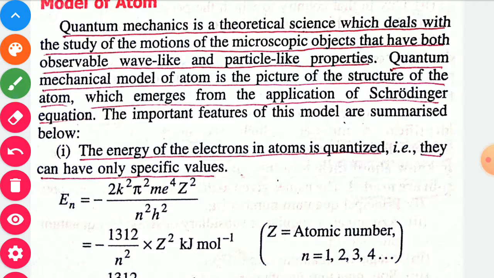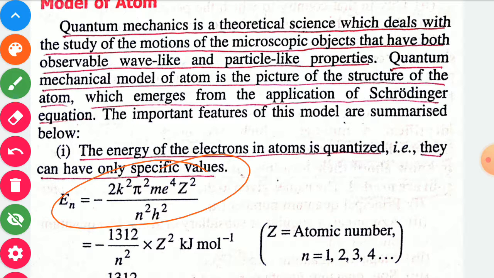So energy in a particular cell, if we indicate it by n, then the energy in the nth cell, that is En, is equal to minus 2k square pi square m e to the power 4 z square upon n square h square. This equation you already know. It is used to find the energy of a particular electron in a particular orbit.